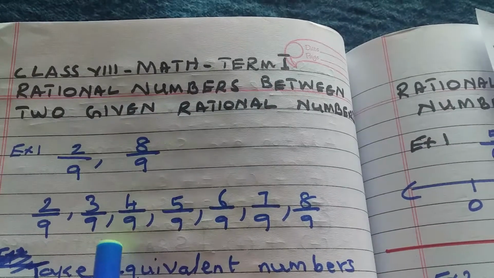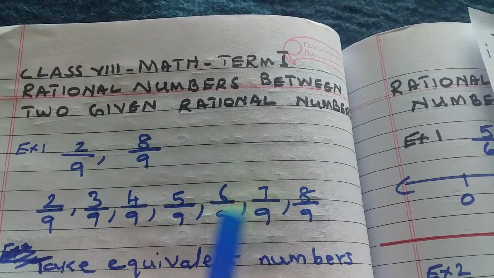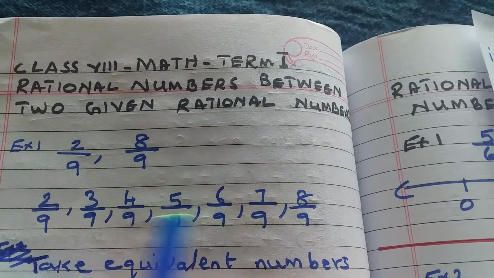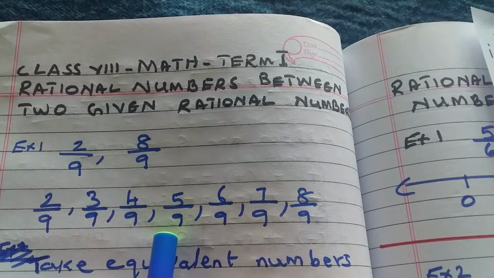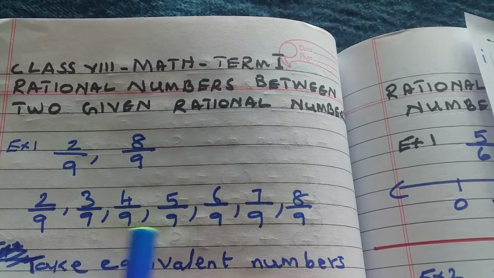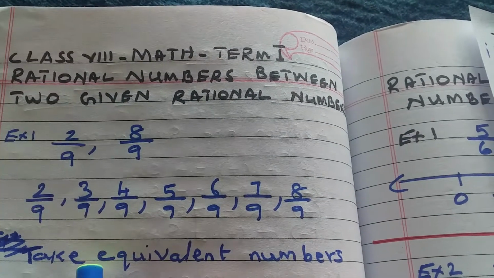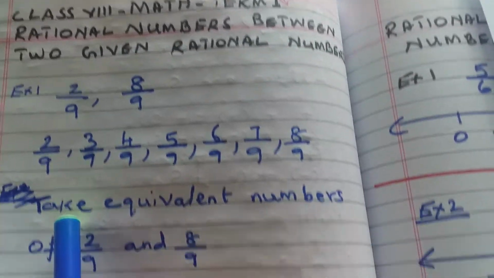Now the question is, are there only 5 numbers between 2 by 9 and 8 by 9, or can we find many more numbers? The question arises. As it looks, there are only 5 numbers, we say. But you will have to think a little over it.